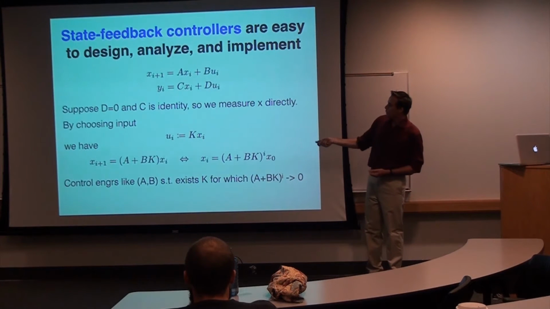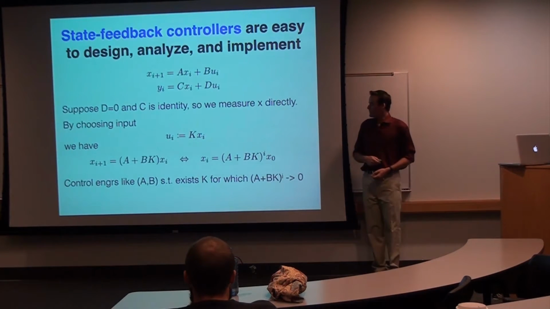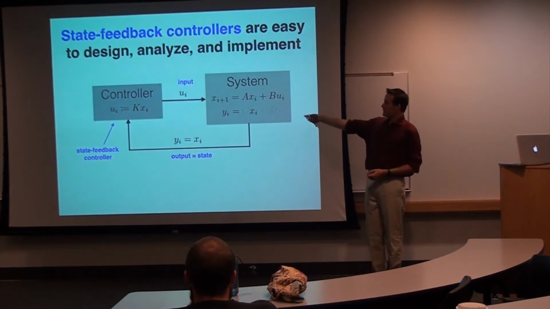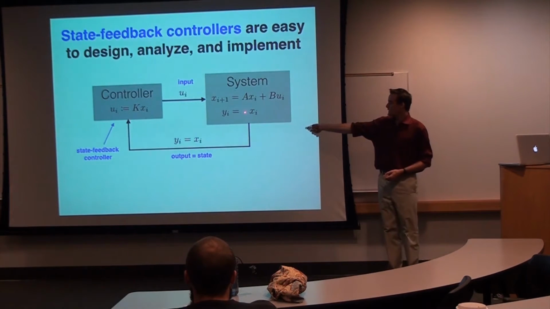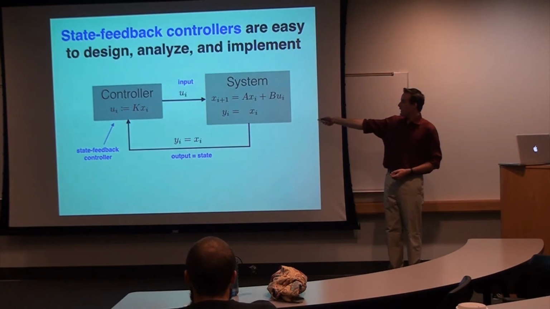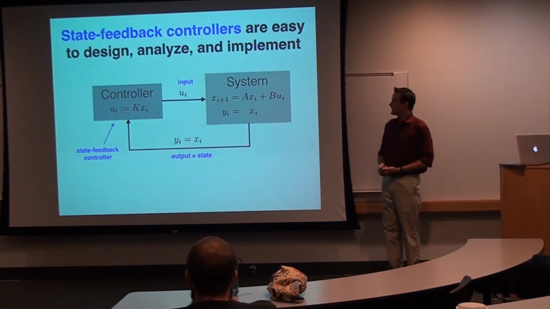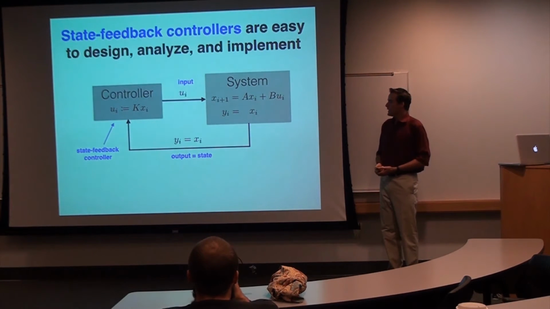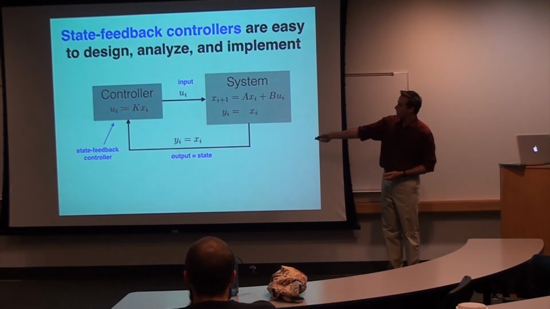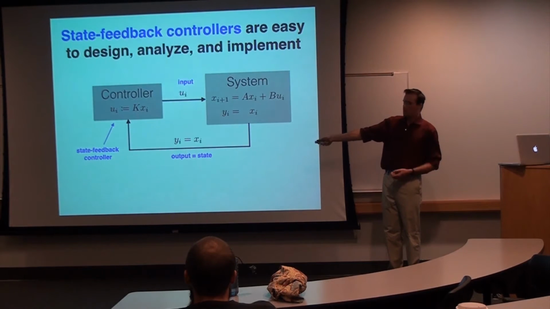What this looks like in block diagram form is you have this system here, where I've made C the identity and D is just 0. What comes out is what you measure, Y. This goes into this block, the controller, which then computes Kx, and the input goes back into the system. This block is called the state feedback controller, and it's called state feedback control because the output is just the state.